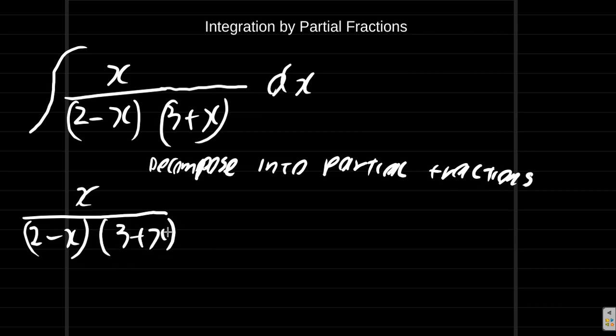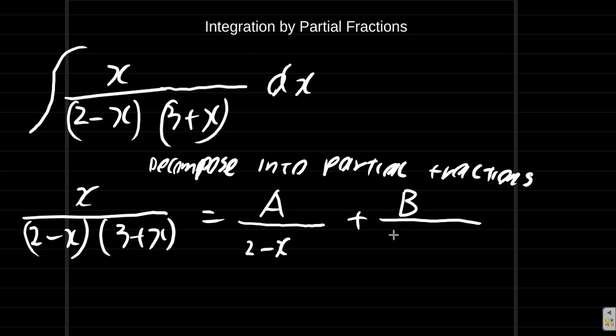Now the partial fractions of this will be in the form of a number, whatever that number is. Let's call it uppercase A, over 2 minus x, plus another number, call it uppercase B, over 3 plus x. It will be in that form, right? There are standard forms that partial fractions take, and where you have two linear factors multiplied in the denominator, it will be in this form.